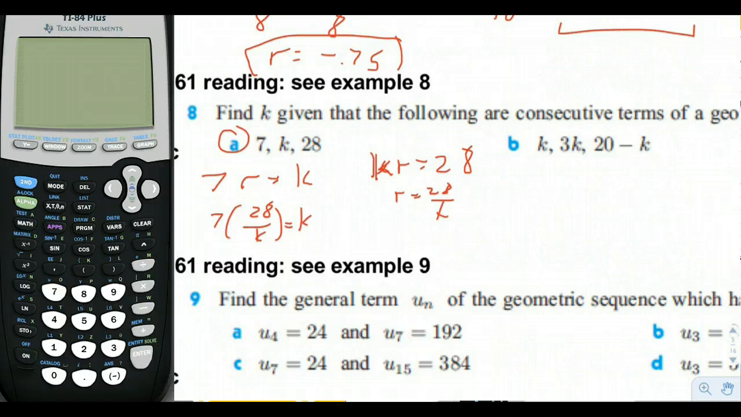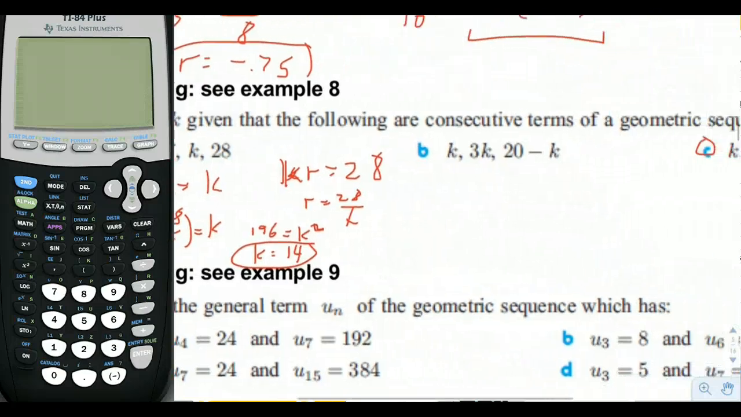So we have 7 times 28, which is 196, equals K squared. The square root of 196 is 14. So K is 14. In this case, they don't even ask you for R, so you don't need to go back and calculate R. What about C?